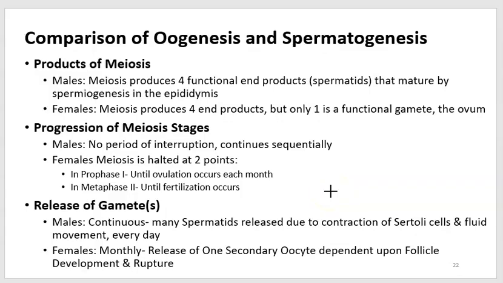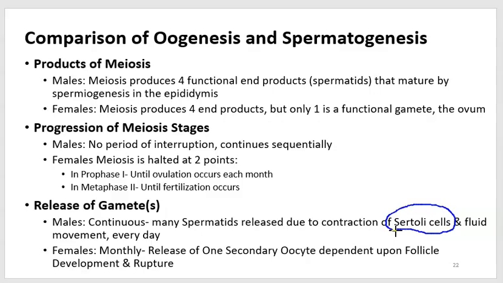The third difference is how the gametes are released. There are some similarities and some differences. In males, spermatids are continuously released all day long, every day, due to the contraction of those Sertoli cells that surround the forming spermatids. And then what causes the developing spermatids to be released from the seminiferous tubules is just the movement of fluid.